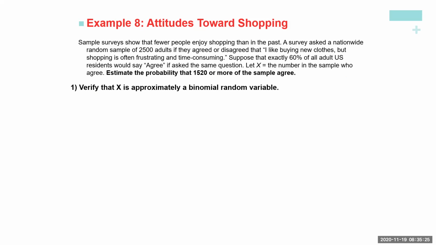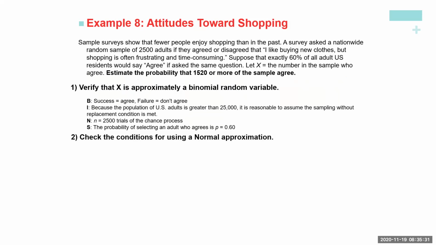So we'll verify that X is approximately a binomial random variable, so we have to check the BINS. B means we need something called a success and something called a failure. Success is going to be yes, that we agree. Failure is going to be that we don't agree. Is it independent? Because the population of U.S. adults is greater than 25,000, it's reasonable to assume the sampling without replacement condition is met. So yes, independent. Do we have a defined number of trials? Yes, it says out of 2,500 people. And S, probability of success, it says exactly 60%, so p equals 0.6.